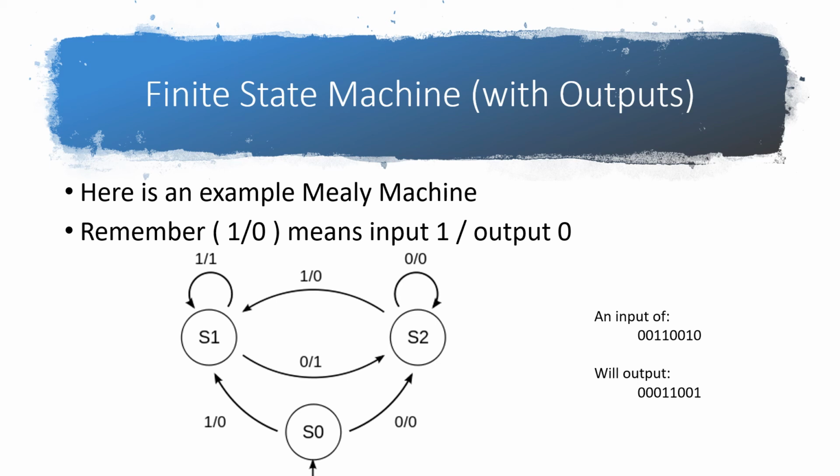And one of the things that we need to remember is that the transitions are labeled with what the input value is and what the output value is, right? So again, on this one, we have an input of a 1, and that will generate us an output of a 0. So remember, these transitions are labeled with the input value followed by the output value.